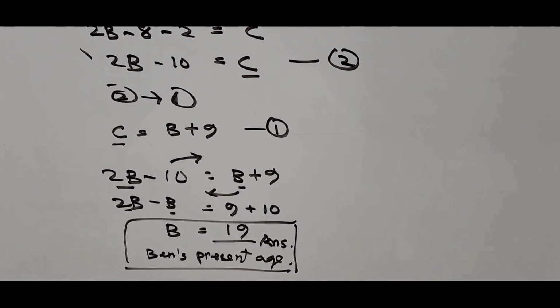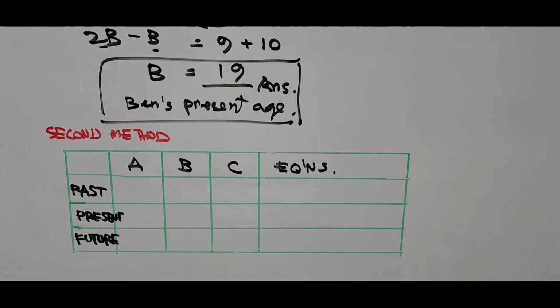Now let's go to the second method. We'll be using another table, but a different way. All right, let's do it. We're here now on the second method. Now, if you notice, this is somewhat a little different from the first table that we used.